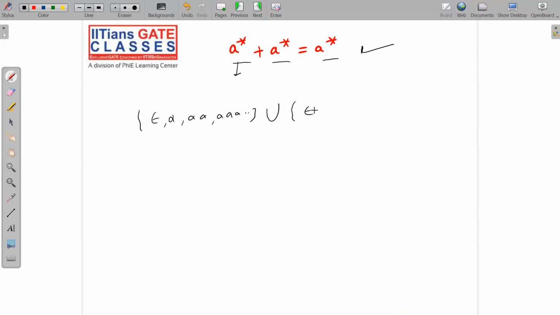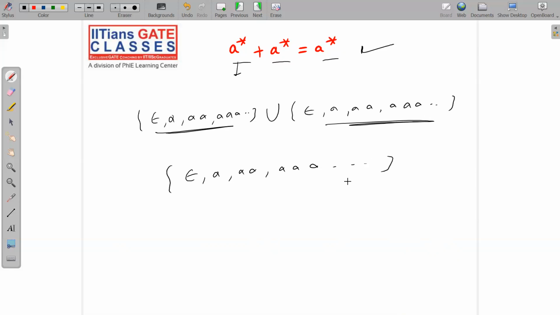Union. You are saying null, A, double A, triple A, dot dot dot. So what is this? These are exactly the same sets. Right? This and these are exactly the same. So obviously you will get this thing only: null, A, double A, triple A, dot dot dot. And this is a regular language, so the regular expression representing it will be A star. Okay, so please note it down carefully.